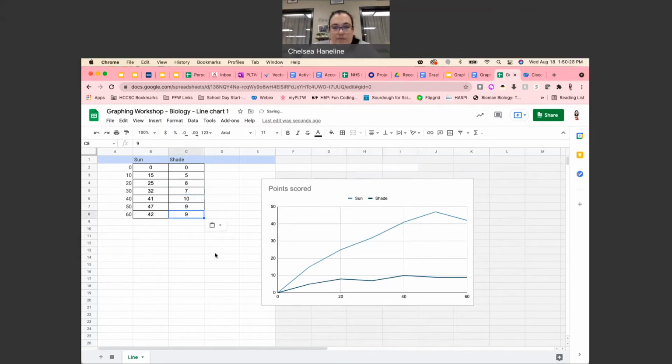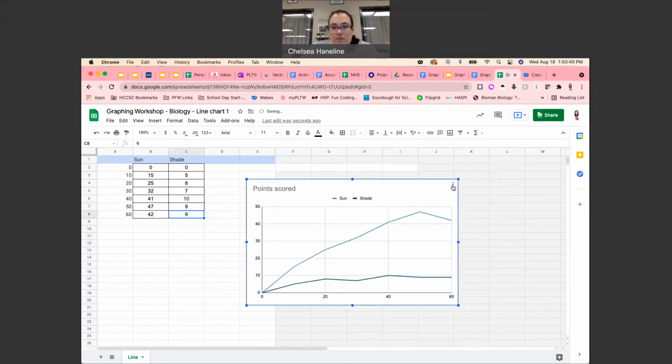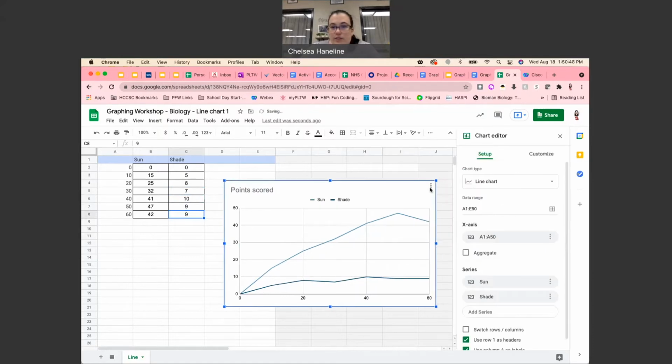Okay, now, as you can see, it graphed the two different lines. And now we can use that to look at and interpret our data. So we do need to do a few things to this to make it look like it should, because every chart needs to have a title and the axes labeled. Okay, so you click on these three dots and you go to edit chart. Here, you have all the things that you can edit.